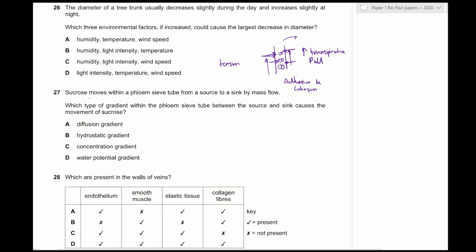Therefore, here we're trying to look at the factors that actually increase the rate of transpiration. In this case, we know that D is going to be the correct answer because humidity is incorrect. The reason for this is that humidity actually lowers the concentration gradient, and lowering the concentration gradient lowers the rate of transpiration. So D is going to be the only correct answer.